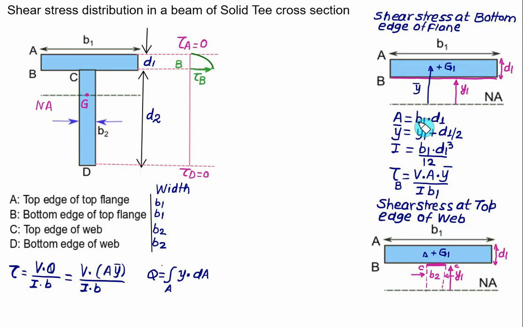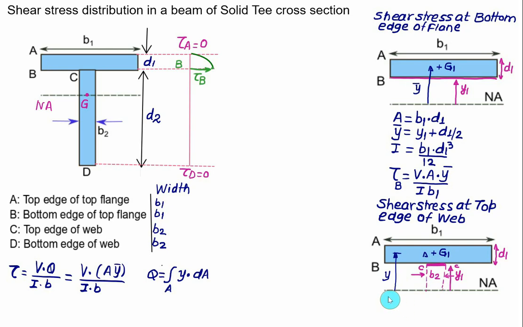So the area is the same, B1 D1, and y bar is the same, y1 plus d by 2. That is, the distance of the centroid from the neutral axis will be equal to y bar, which is the same as d by 2 plus y1. I1 also remains the same; only the width will be changed. Instead of B1 we have to take the width equal to B2.